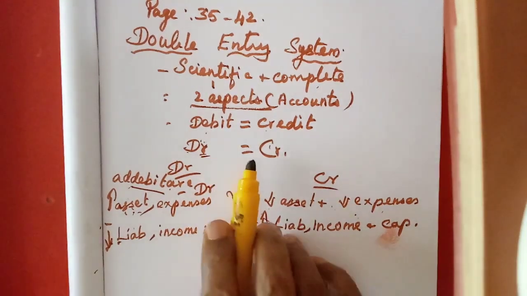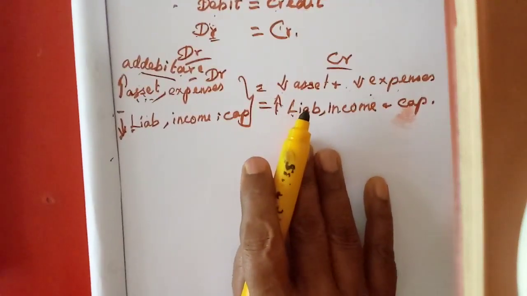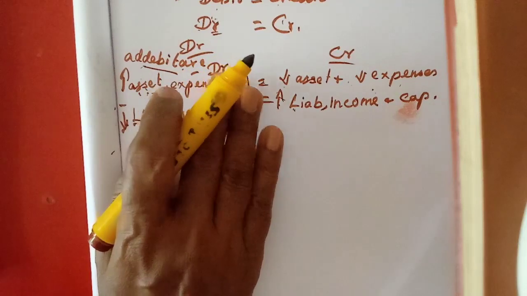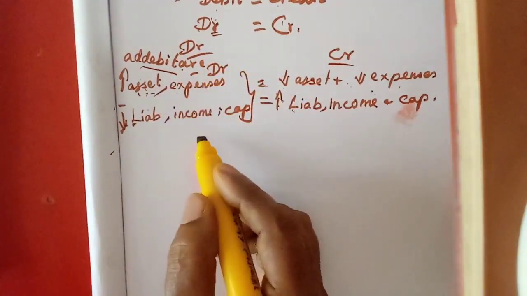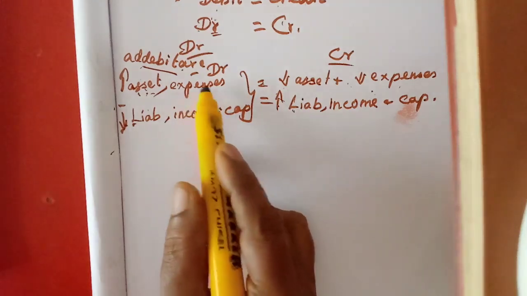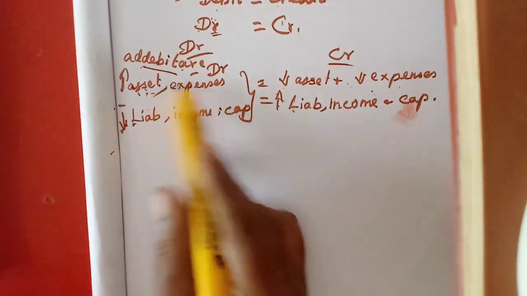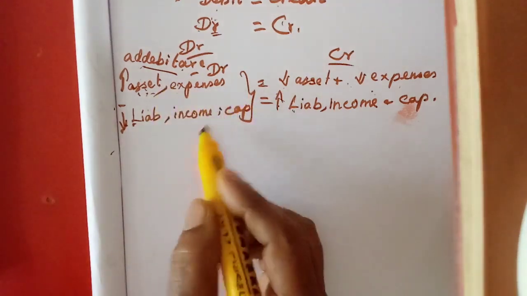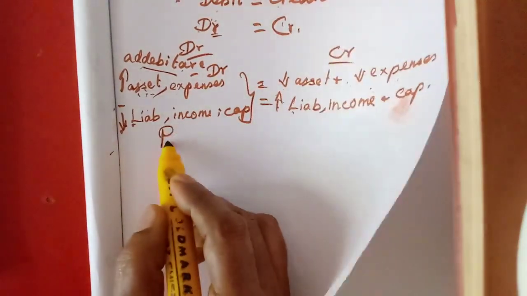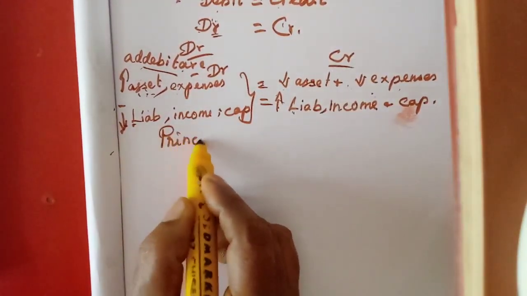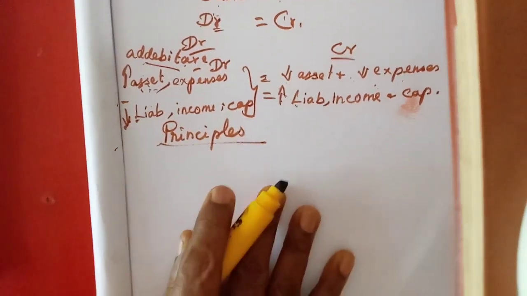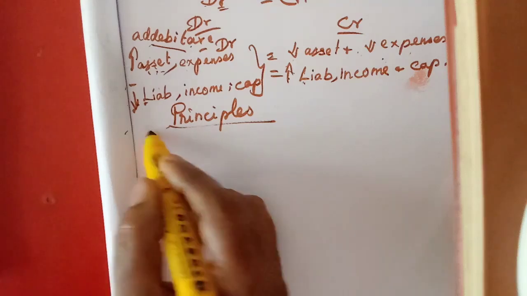At the same time, for one debit there may be 2 credits. Now we will learn about the principles of double entry system. This is the main thing for accounting. We are going to learn the golden rules of accounting. There you will understand very clearly what should be debited and what should be credited. So let us learn now the principles of double entry system, the same thing we have learned.